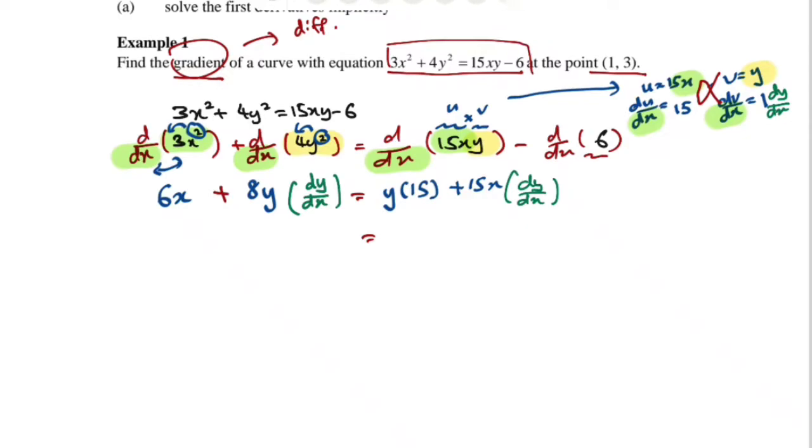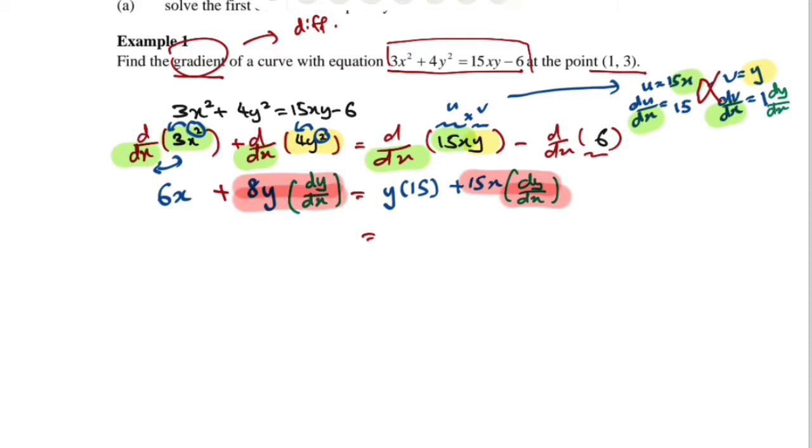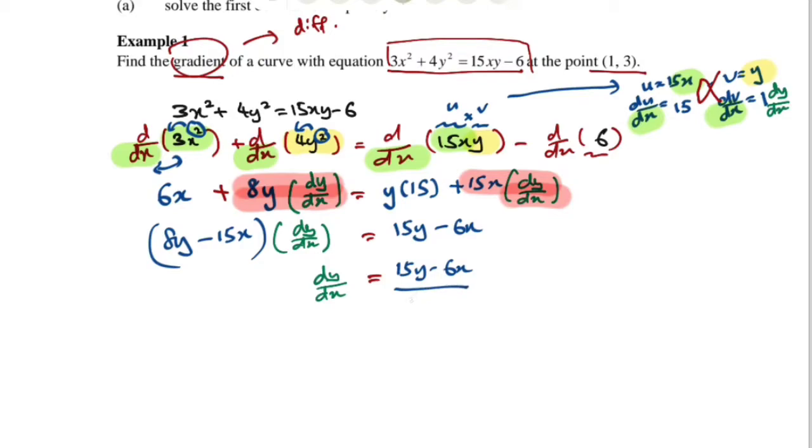As in previous lecture, what we will do next is to combine all of the terms which has dy over dx. So now this is our dy over dx term. Just bring all of that to the left side and the rest to the right side. You can immediately factorize it as well. So this will be 8y minus 15x, and then just factorize that dy over dx. After that, bring all of the other terms to the right side. This will be 15y minus with 6x. Next, leave dy over dx as the title, and then divide with the term beside it. So that's the dy over dx term.